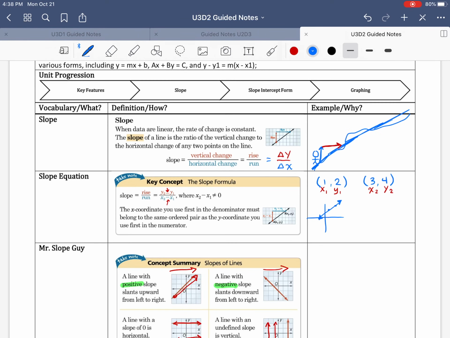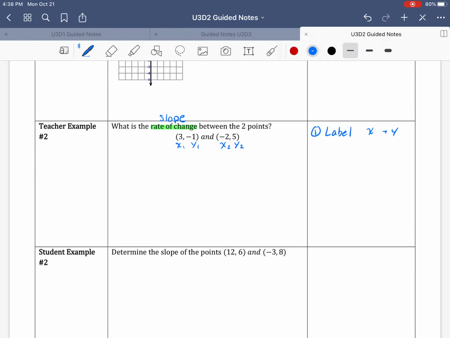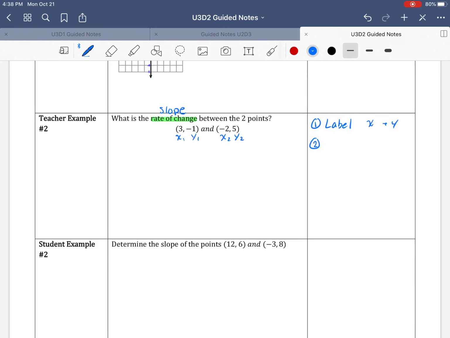Now, I want us to think back here. We were given this slope equation. So we're going to just use that right over here. And I'm going to rewrite it. M equals Y2 minus Y1 over X2 minus X1.